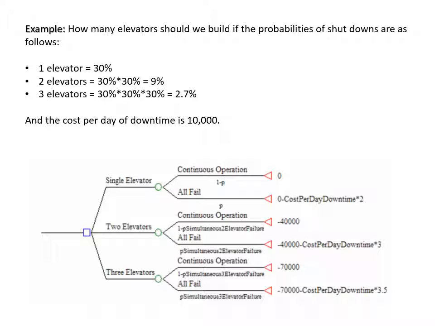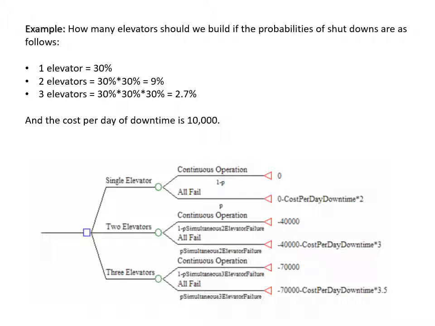And there's a cost associated with that that we don't want to experience of $10,000. And adding more elevators reduces the probability of, on any given day, there being no elevator operational. So if we have 2 elevators in place, the probability of having no elevators operational goes down to 9%. So 30 times 30. And with 3 elevators, it drops down to 2.7%.